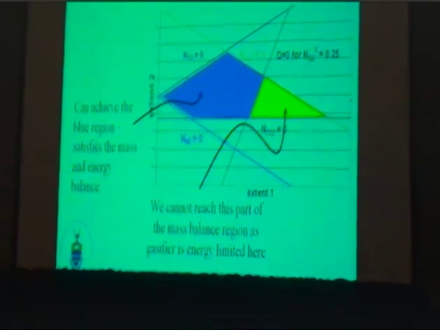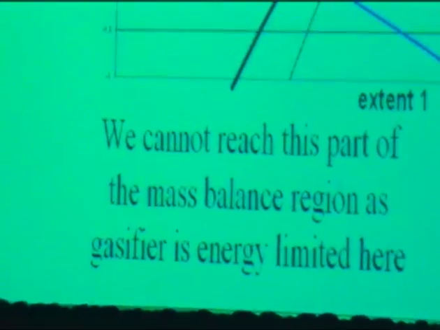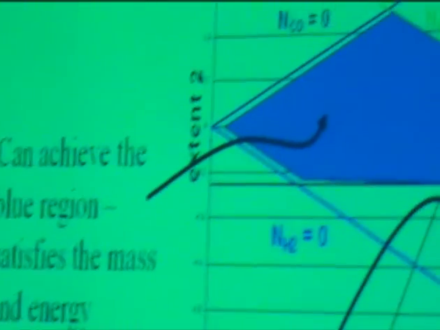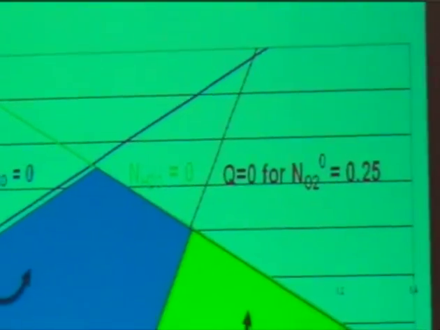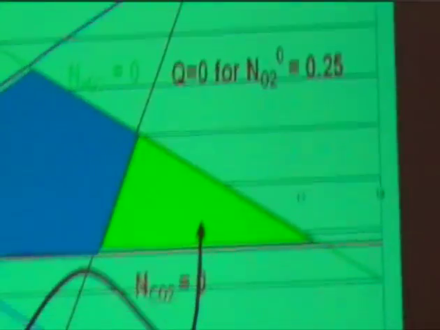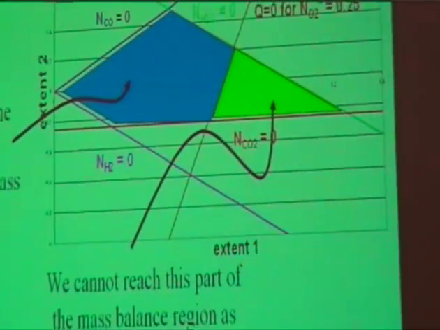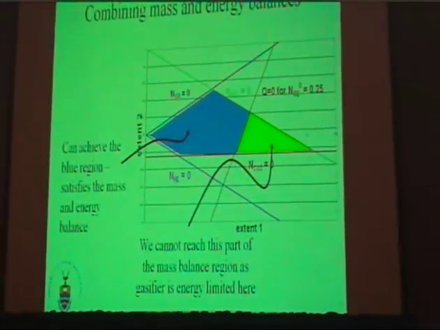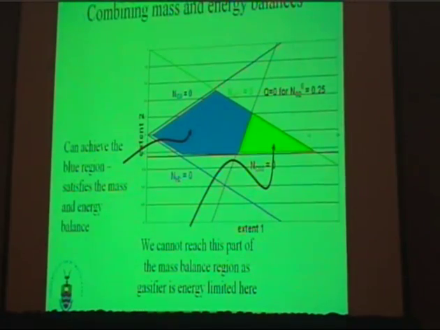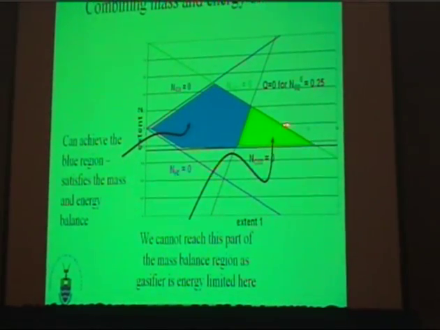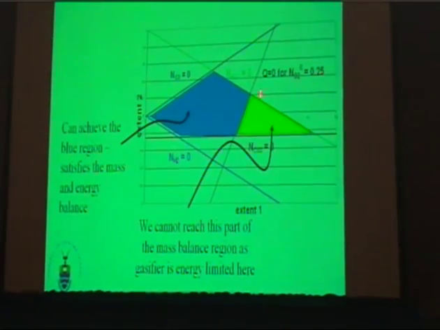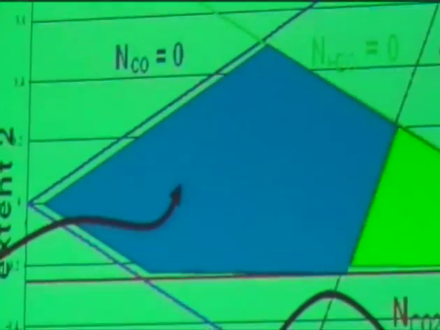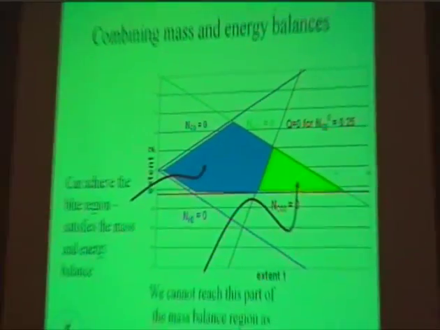So now what we can do is see that the energy balance for Q equals naught, that is the heat losses, cuts off this region of the feasible region. In this region here, we would have to add heat. We're adding heat by putting in oxygen, so why would we want to add heat in another way? So what we've done now is cut off that region because of the energy balance. So this blue region now remains our feasible region.